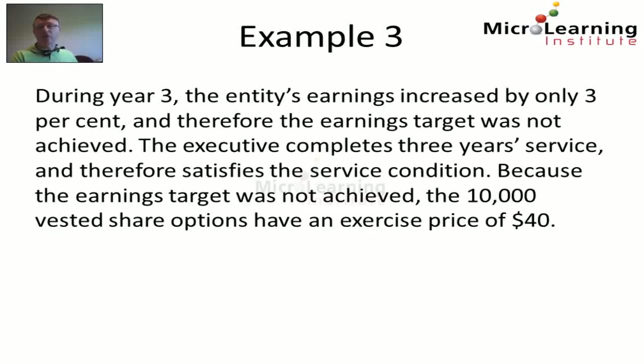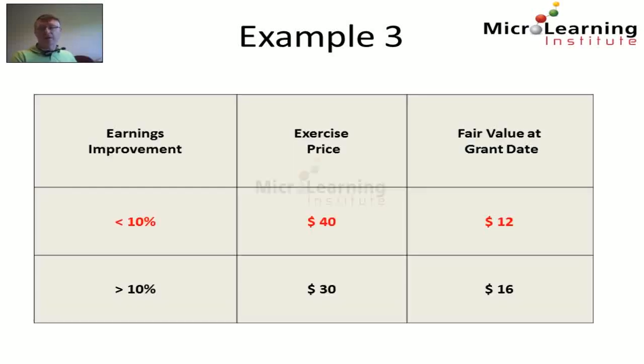Next, we're told that during year 3, the entity's earnings increased by only 3%, and therefore the earnings target was not achieved. The executive completes 3 years' service and therefore satisfies the service condition. Because the earnings target was not achieved, the 10,000 vested share options now have an exercise price of $40. So again, because our earnings target was not achieved, it was less than 10% overall, the exercise price now goes up to $40, and we now think that the fair value at grant date of that transaction is $12.